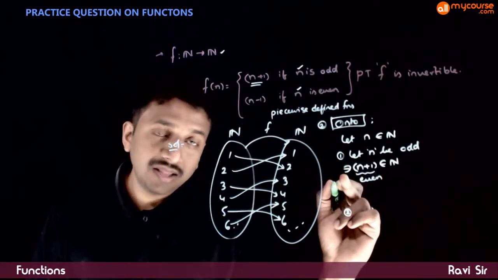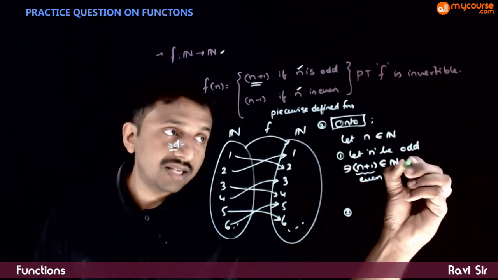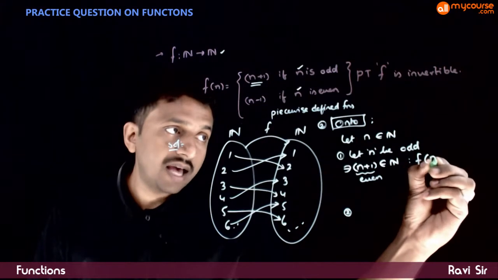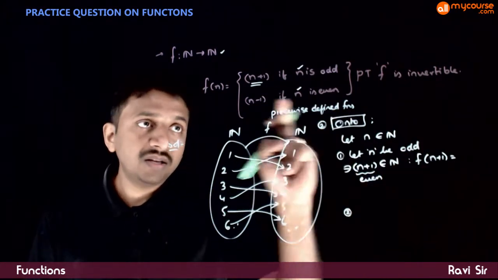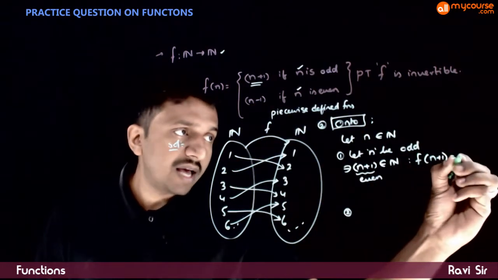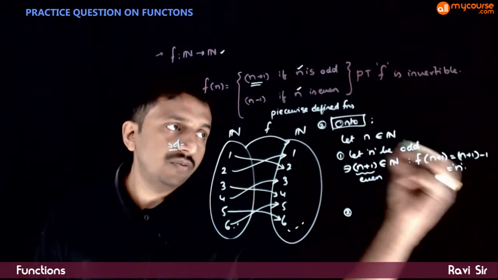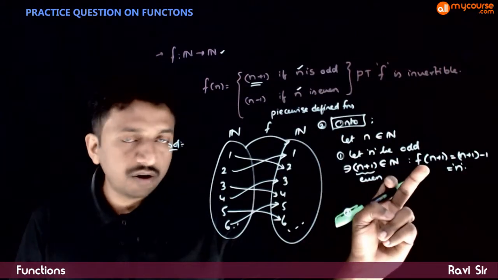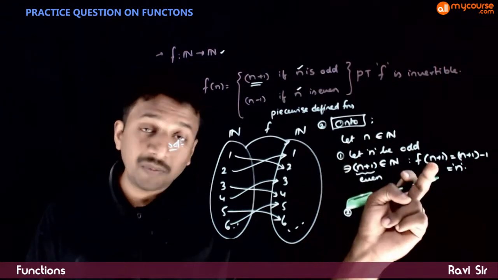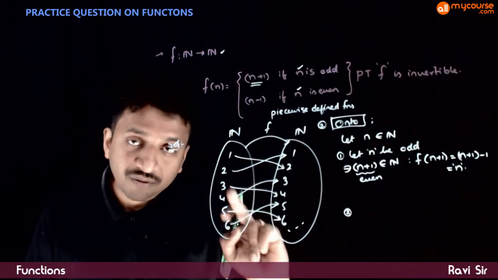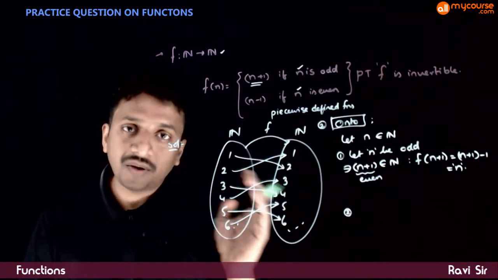So if n is odd, there exists an n plus 1, which is an even natural number, such that f of n plus 1 is equal to, because n plus 1 is even, this definition works, n plus 1 minus 1, which is equal to n. So f of n plus 1 is equal to n. So if n is odd, there is a number n plus 1 in the first set, such that f of n plus 1 is equal to n. Hence, for every odd number, you have a pre-image.